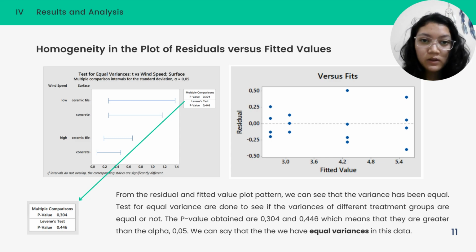And here on the left, each of the factors overlay each other, which means they're equally distributed. And here we have the residual versus fitted values, and we see in the pattern here that we can say that the variances are equal.